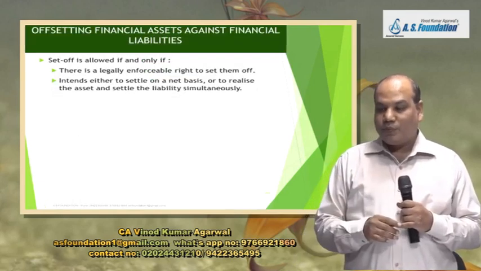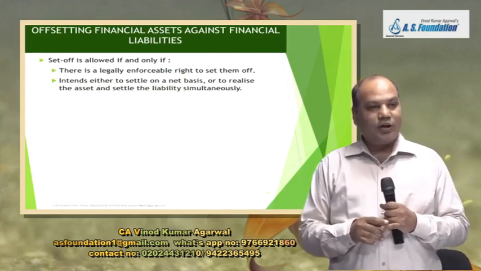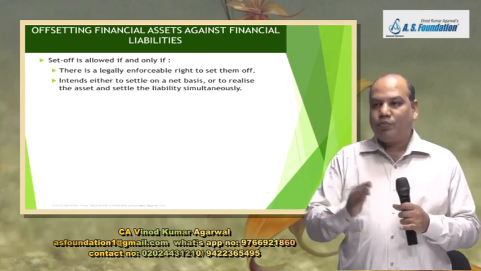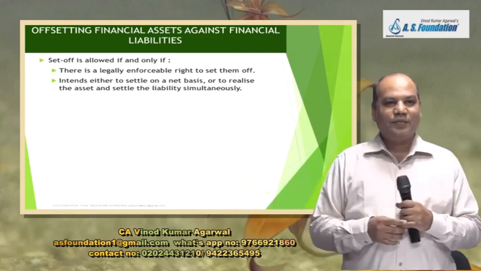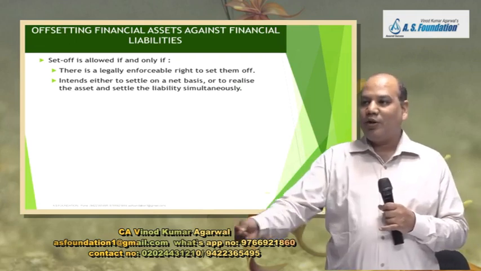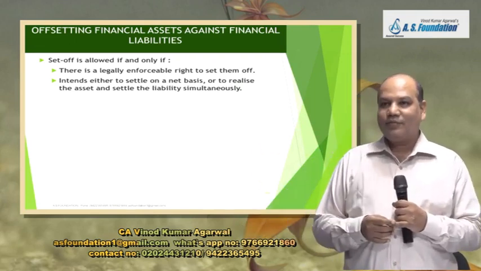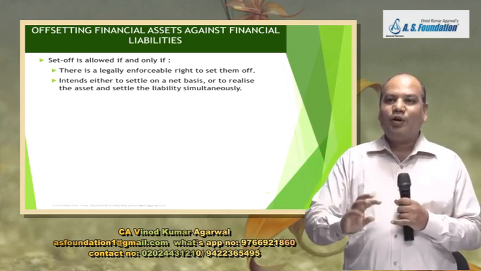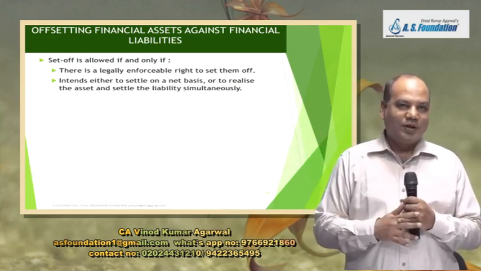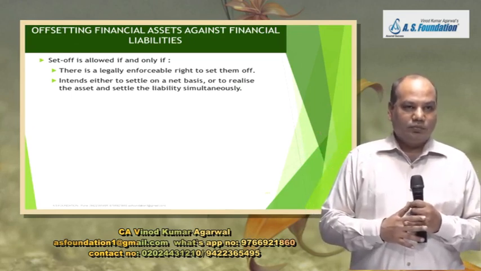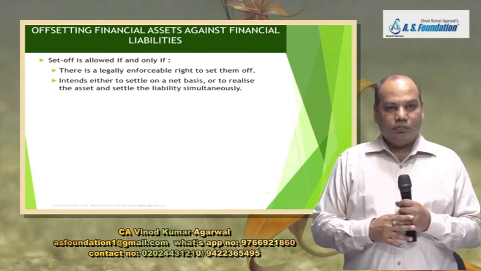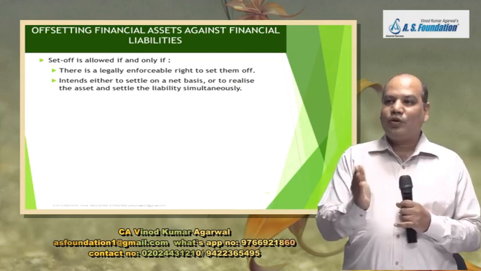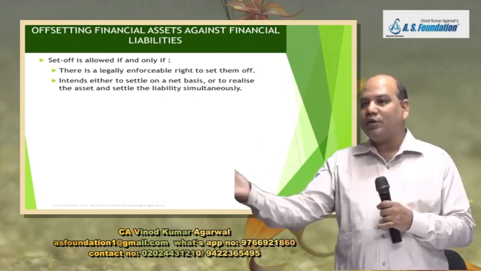Next question. Offsetting of financial asset against financial liability. A has to pay to B 1000 rupees. B has to pay to A 800 rupees. A has to pay to B 1000. B has to pay to A 800. How will this be presented in the financial statement? Can we show 200 rupees net amount? Or should we show 800 and 1000 rupees separately?